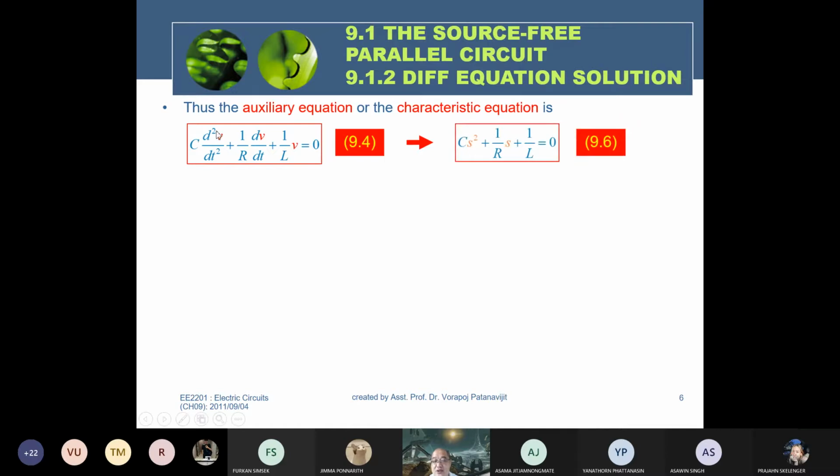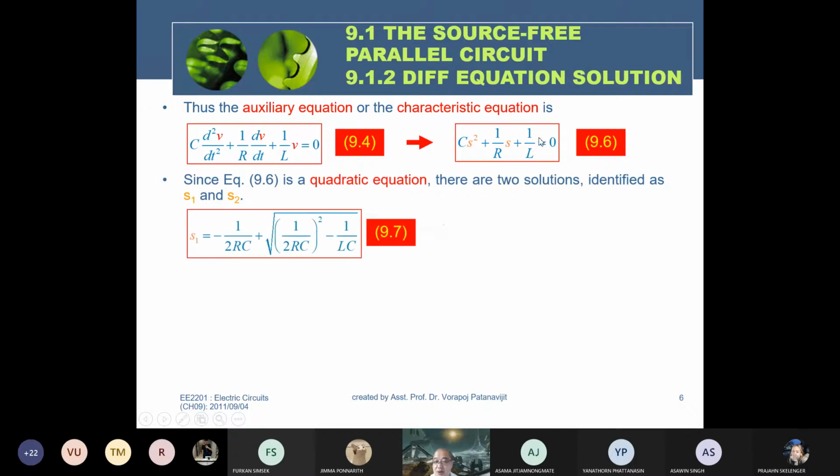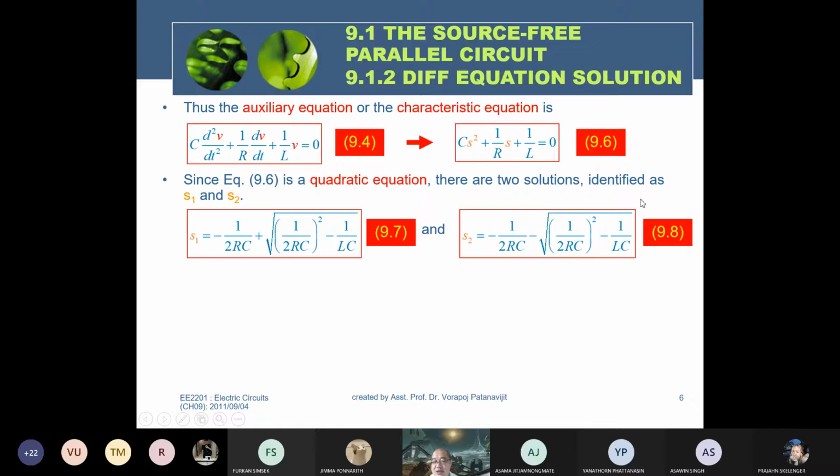You differentiate two times, it gives you s squared. Differentiate one time, it gives you s to the power 1. No differentiation gives you s to the power 0. You get this characteristic equation and you can determine s from the quadratic equation. Do you remember the quadratic equation? ax squared plus bx plus c. x equals minus b plus or minus the square root of b squared minus 4ac, divided by 2a.